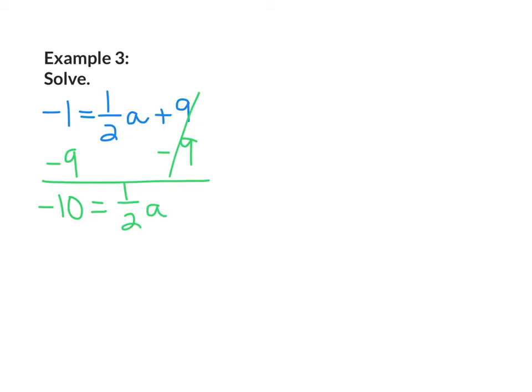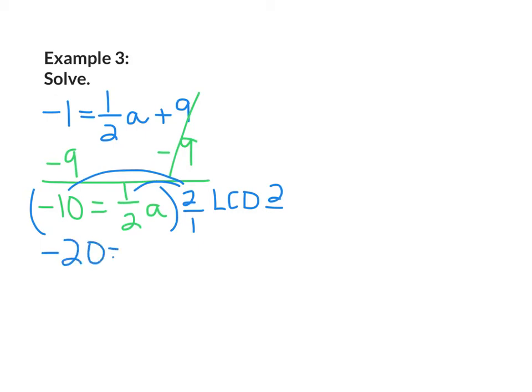I notice that I have one fraction, so I'm going to multiply the whole equation by my LCD. My LCD is the denominator that I see, which is 2, because it's only one fraction. I'm going to multiply the whole thing by 2, or 2 over 1. So I'm going to distribute to the first term and the second term. -10 times 2 gives me -20. 2 times 1 gives me 2. 2 times 1 gives me 2. And I'm going to bring down my a.